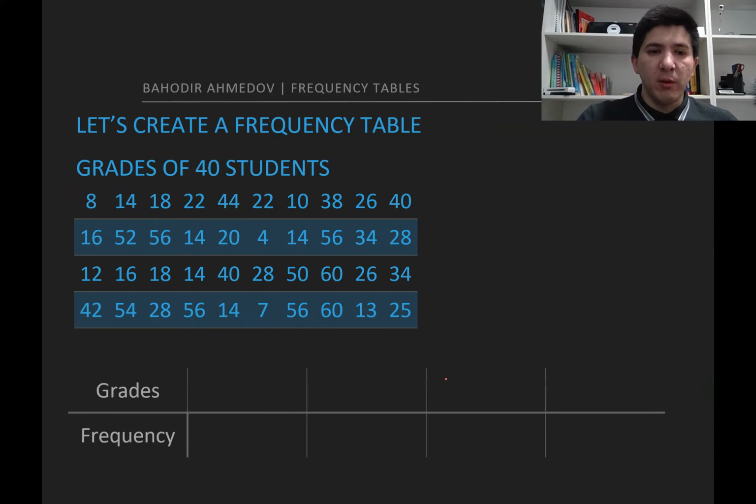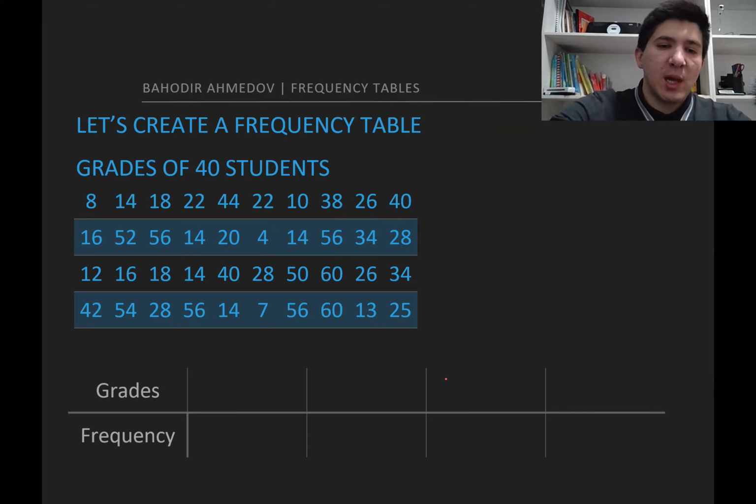So first of all, I would like to create the classes. So I think 15 points are good enough to differentiate the students in terms of the knowledge. So I want to create a table where the class width is going to be equal to 15.